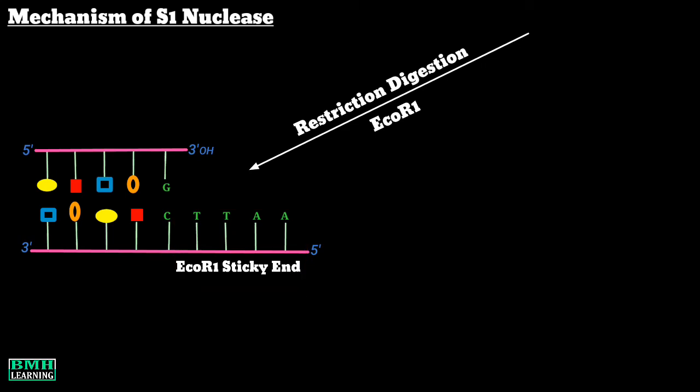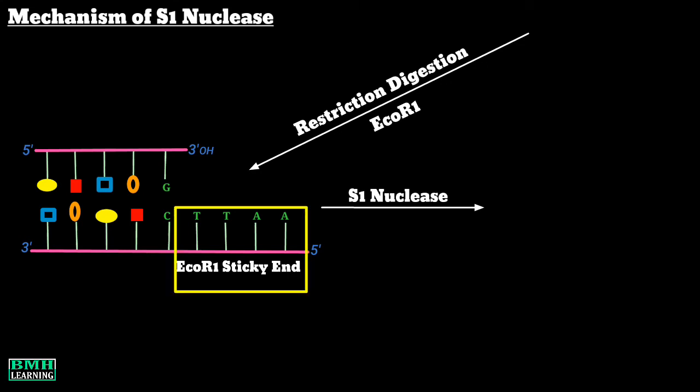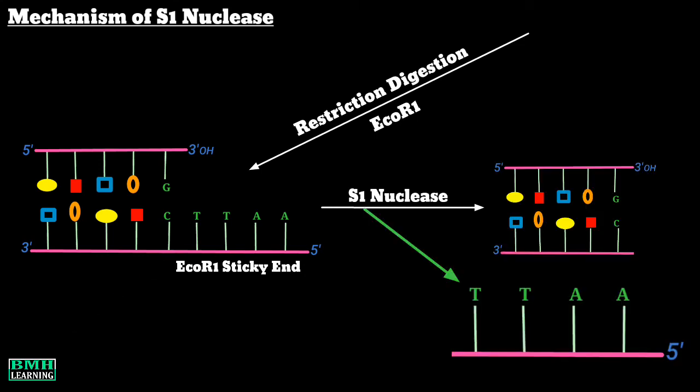Now let's treat this DNA molecule having an overhanging end with S1 nuclease. The enzyme specifically will choose the single-stranded overhanging end and will cleave phosphate groups from 3' nucleotides right here. And what we are going to get? This. And these are 5' nucleotides.